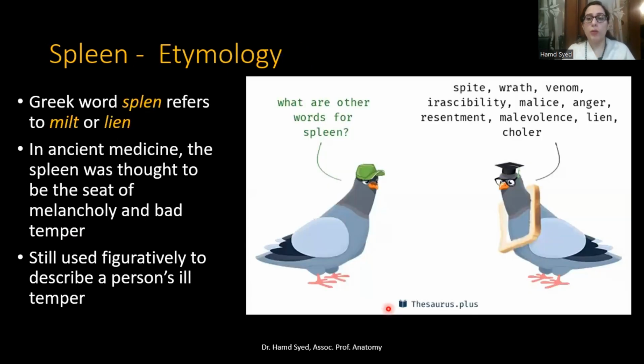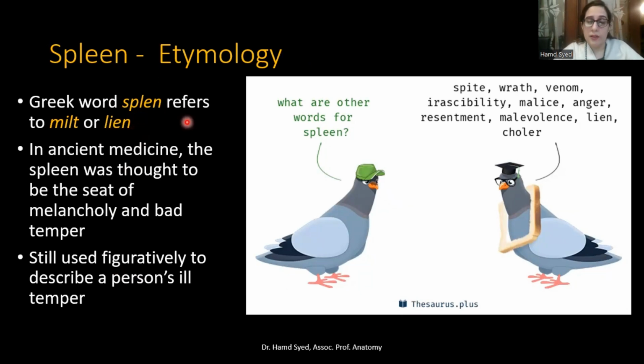Now, while we're talking about the spleen, let's go along mentioning the origin of the word spleen, because this has an interesting history related to it. The word spleen comes from the Greek language, and the word is splen. Splen refers to milt, a word which is used for the spleen in animals, or lien, which I told you is a less commonly used word for spleen. But still, some textbooks use the word lien. You can pronounce it as lean, which represents the spleen.